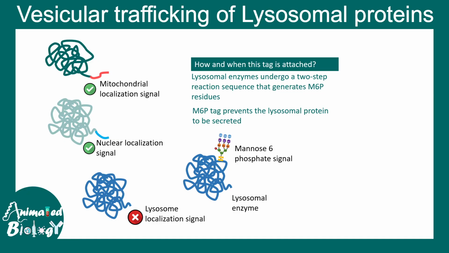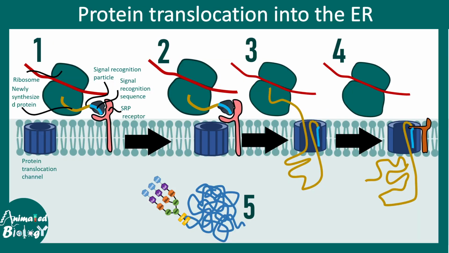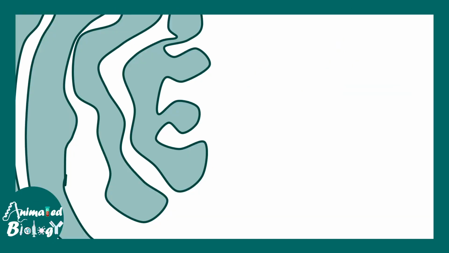The first part is similar to any protein translocation: the protein is synthesized on the ribosome, translocated into the ER, and N-linked glycosylation happens. We have previously described these processes in detail, so we are not going to talk about them. We are going to begin our discussion at the trans-Golgi network.